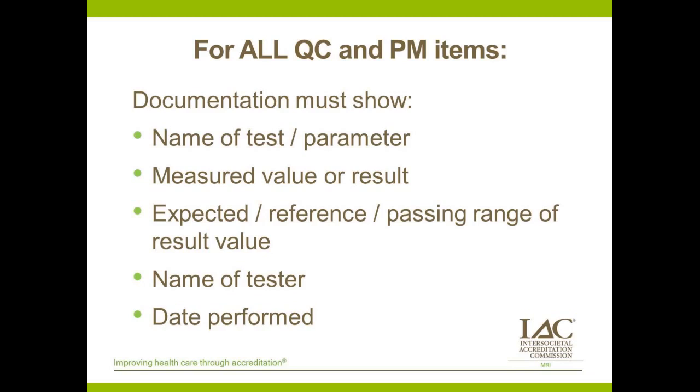So this is important because of the next item. Your documentation also has to show what's the range for that value. So in my example, my documentation would have to say, well, I measured 5, and anything from 4 to 6 is acceptable, right? So we want to be able to see in that documentation, what's the reference level? What's the expected level? What's the passing range for that result value, right? Only after we've shown the value that we measured as well as the expected range is it then appropriate to say pass, fail, check, no check, etc. Our documentation for accountability purposes also needs to show the name of the person who did the testing or who took the measurement and the date that it was performed.